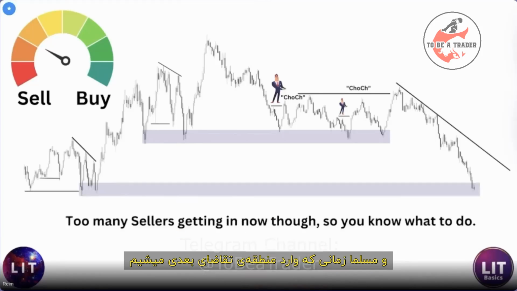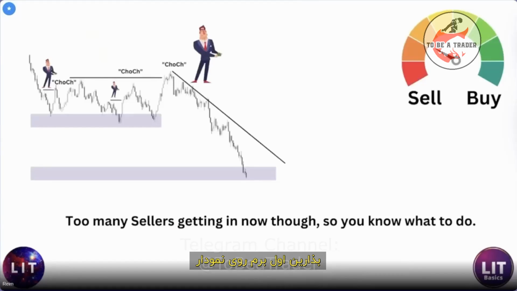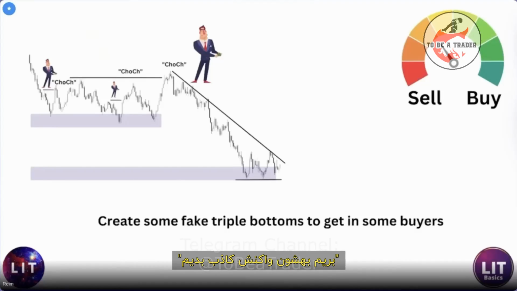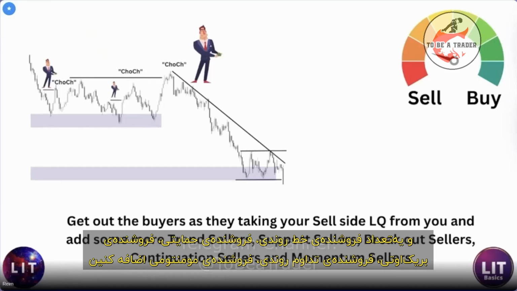And obviously, the moment we enter the next demand area, what are we about to do there? Of course, let's switch the chart first. Let's give them the fake reaction. Okay, obviously it's a demand area, so it has to obviously react from it. Smart money traders, oh yeah, sure, of course. So we obviously need some reactions from there just to stop them out. Too bad for them. Get out the buyers as they're taking the sell side liquidity from you and add some trend sellers, support sellers, breakout sellers, continuation sellers, momentum sellers.